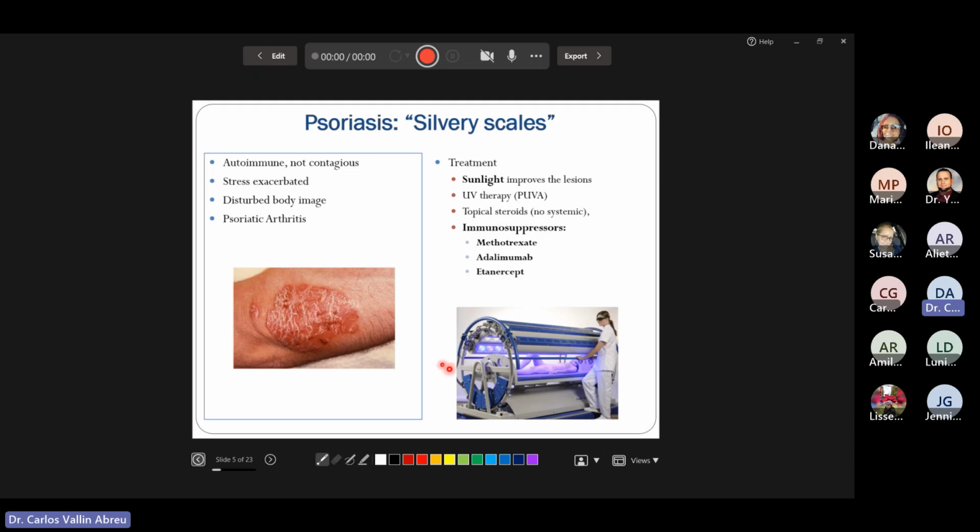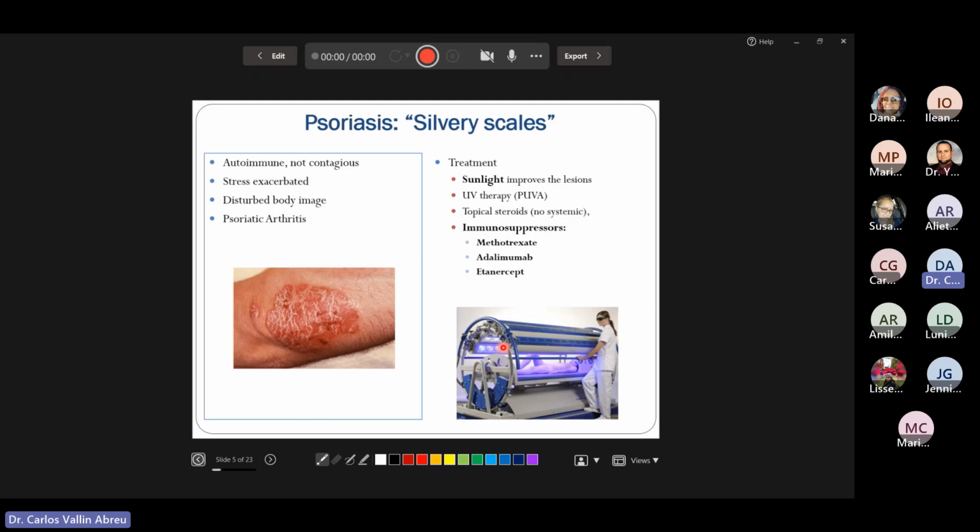As a matter of fact, there is a medical therapy called psoralen ultraviolet A therapy, or PUVA, in which they use special chambers. Those are not tanning chambers, okay? Tanning beds? No, no, no. Tanning beds are bad for the skin, producing aging and cancer. It is a medically controlled type of ultraviolet therapy, okay?